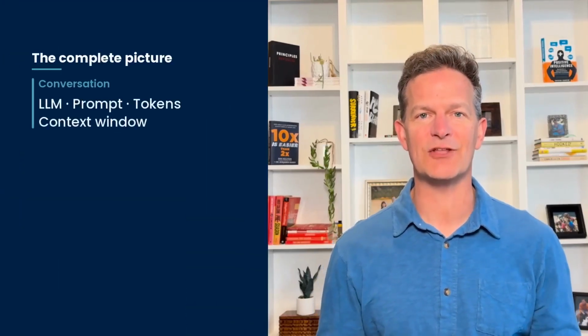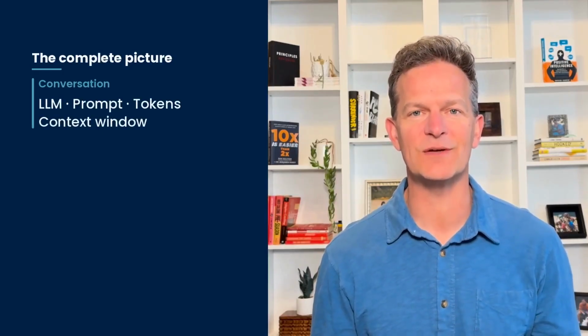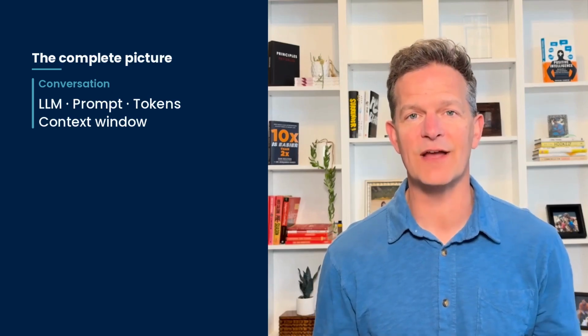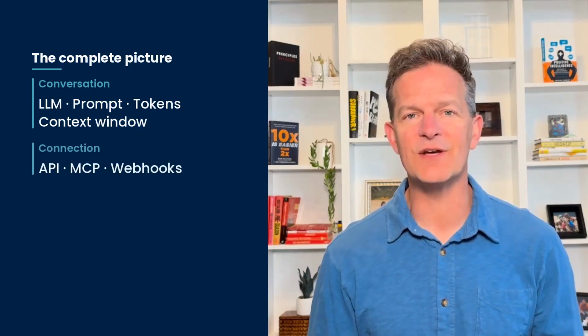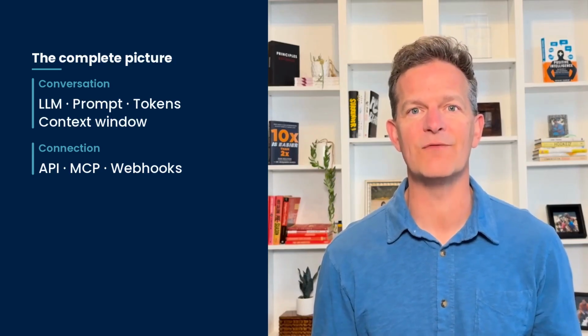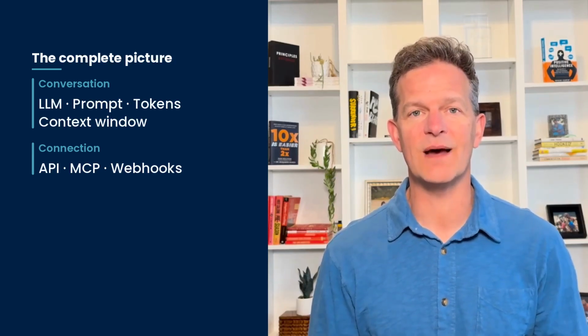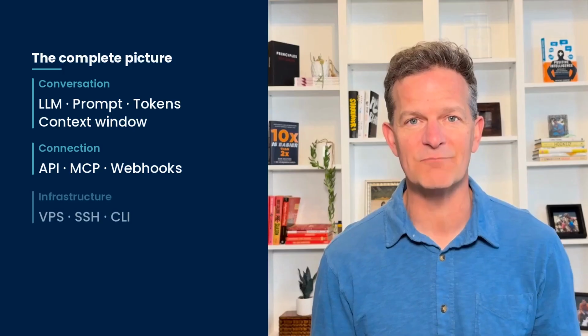Here's the complete picture, in one pass. The conversation layer. An LLM is the brain, a prompt is your instruction, tokens are how text gets measured, and the context window is how much the AI can see at once. The connection layer. An API is how software talks to software. MCP is Anthropic's open standard for connecting Claude to external tools, and a webhook is how apps notify each other in real time.